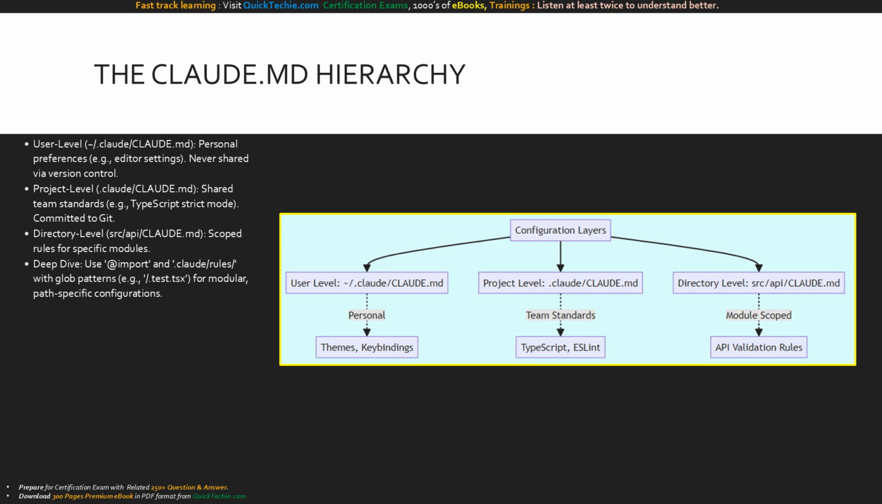Notice how the user level branches off exclusively for personal settings, totally isolated from the rest of the team. The project level establishes the baseline team standards, while the directory level drills down into module-scoped rules. The precedence flows from the bottom up. More specific directory rules will override general project rules, and project rules override user preferences.